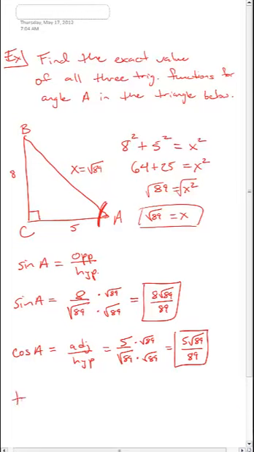And then lastly, the tangent of A is equal to the opposite side over the adjacent. So here's angle A, the side opposite would be 8 over the side adjacent would be 5, and since there is no square root in the denominator, that's going to be our answer there.